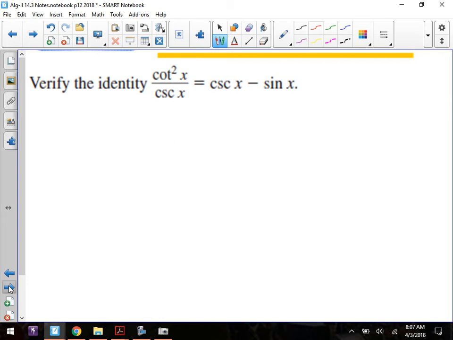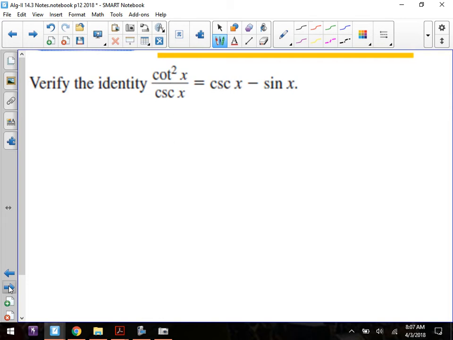So this is cotangent squared over cosecant, and you want it to show that it equals cosecant minus sine. Okay.